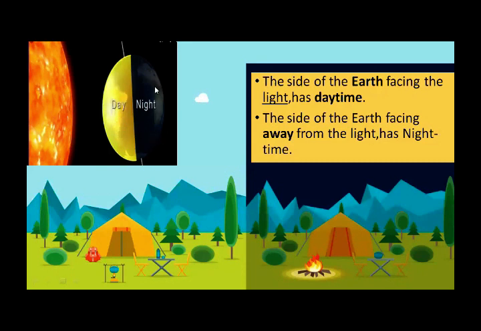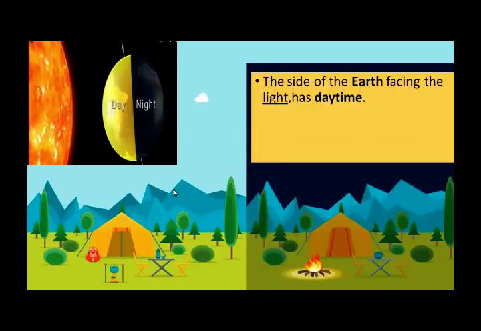And the side of the Earth facing away from the sun, this is the sun, and this side is away from the light of the sun, has the night time. Okay, are you clear on this?